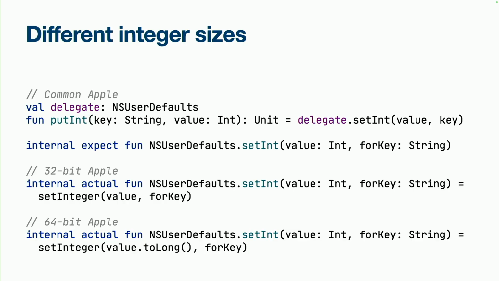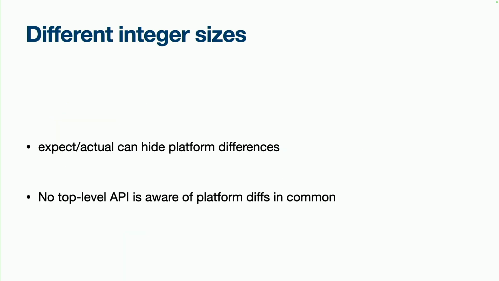So this is a pattern where you don't have any external visibility of it. There's no top-level API that's aware that there are different platform implementations. But you're able to use expect actual to hide those platform differences while still doing the right thing for the platform that you're running on.